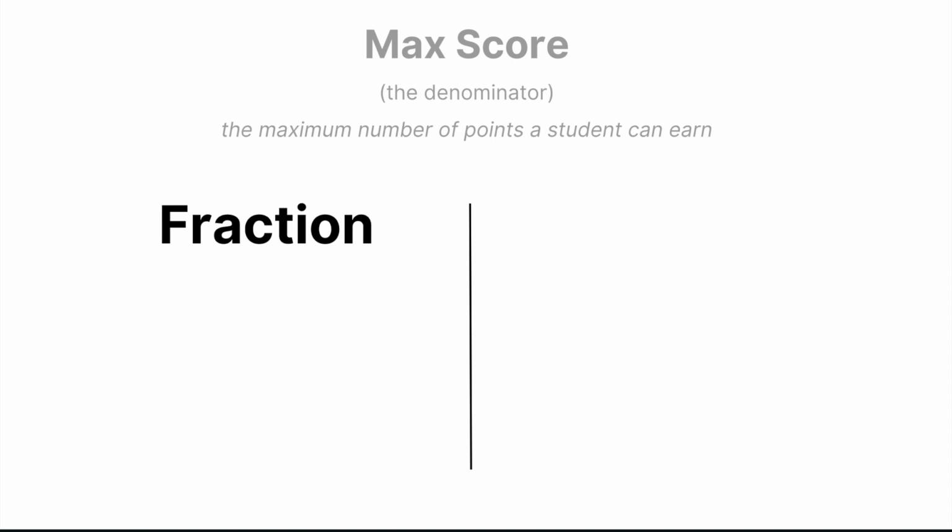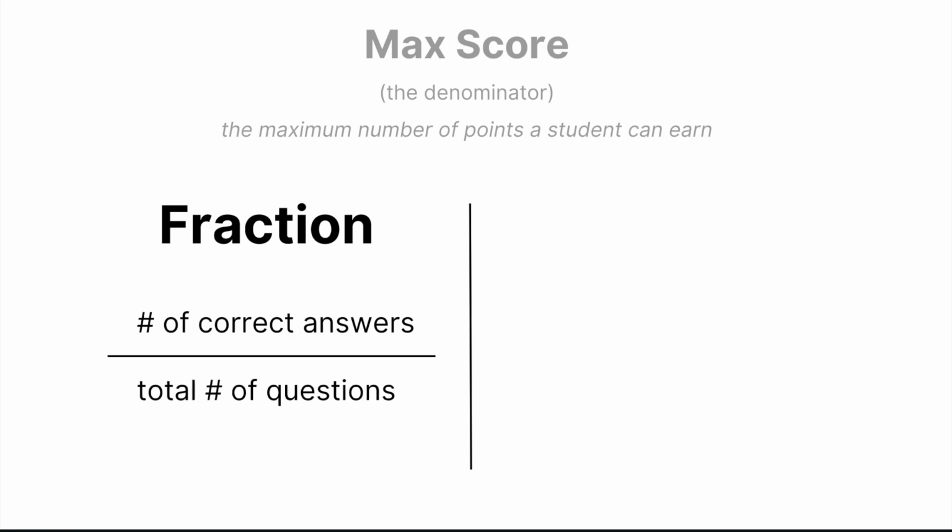Imagine you have your scored papers in front of you, and at the top of each paper is a fraction. It's the total number of correct answers over the total number of questions. So the number of correct answers over the total number of questions. The max score is always going to be the denominator, which is here, the total number of questions.